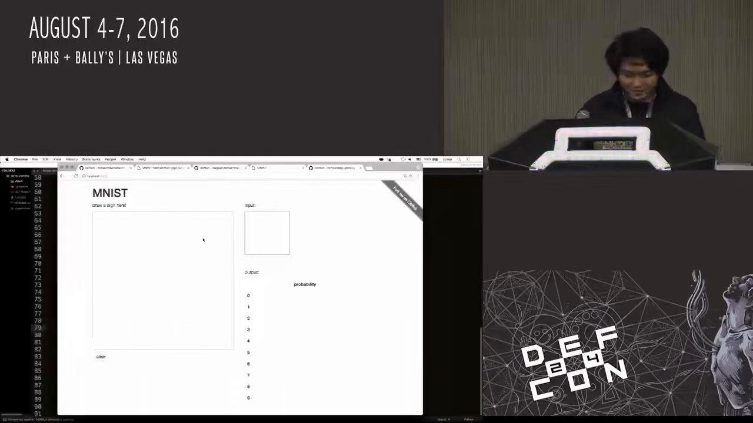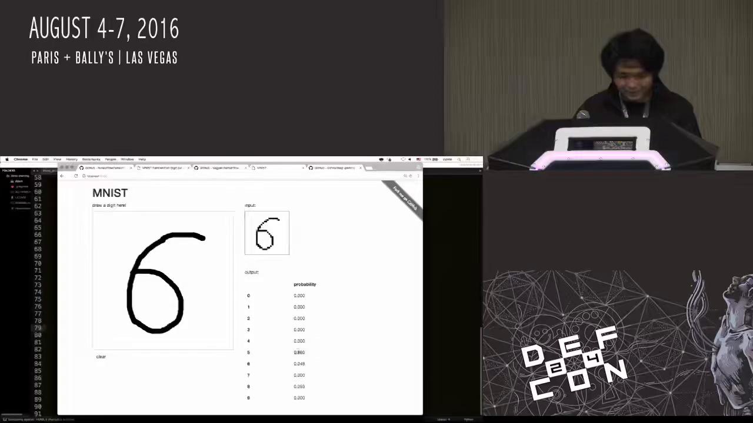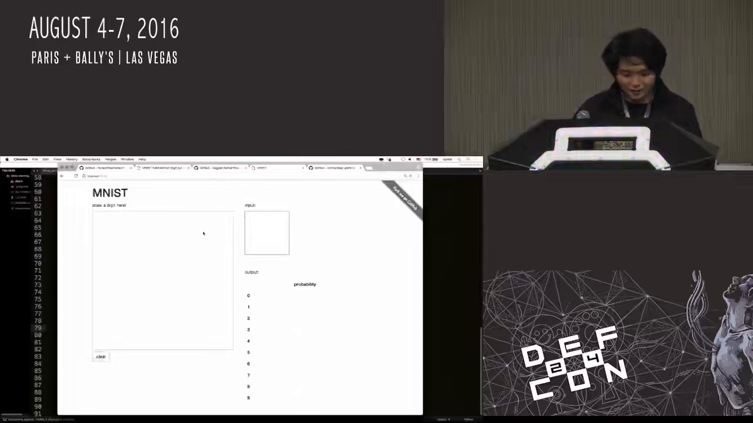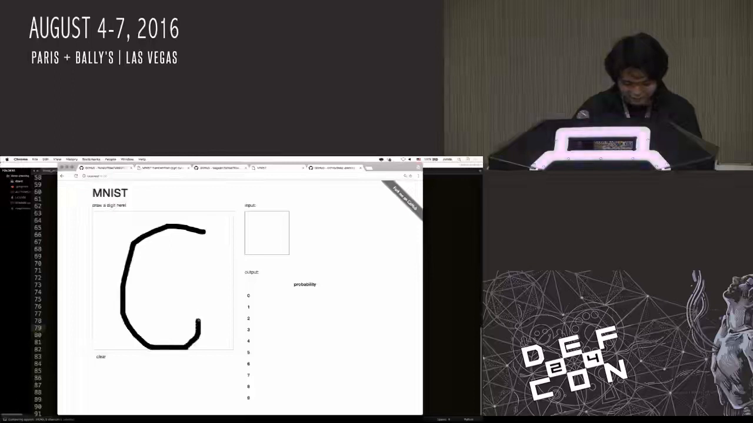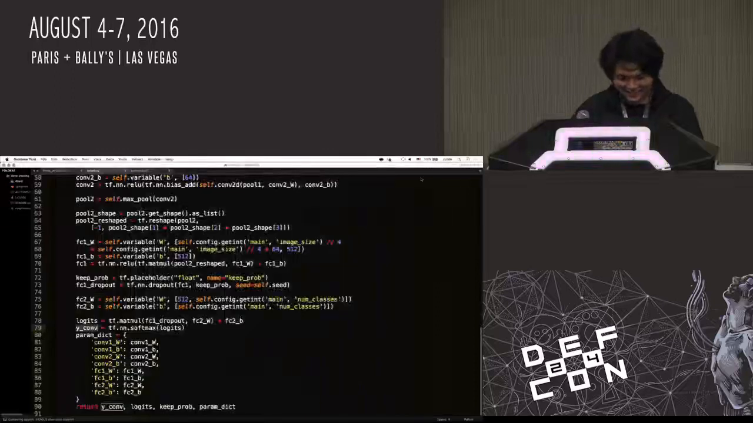Confidence. Let's try something that's a little bit more challenging for the model, like a 6. Okay, so this is a wrong classification because it thinks it's a 5 with 0.886 confidence. Let's see if we can make it better. Nope. Never mind.